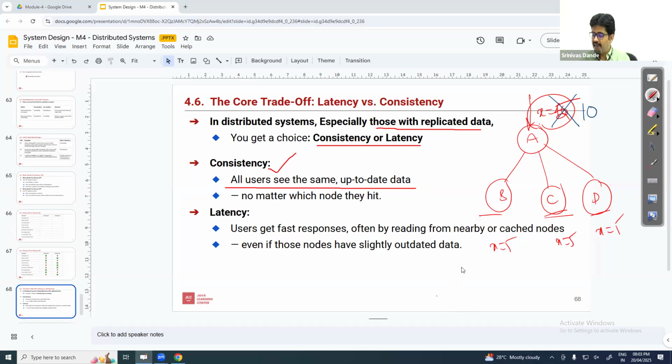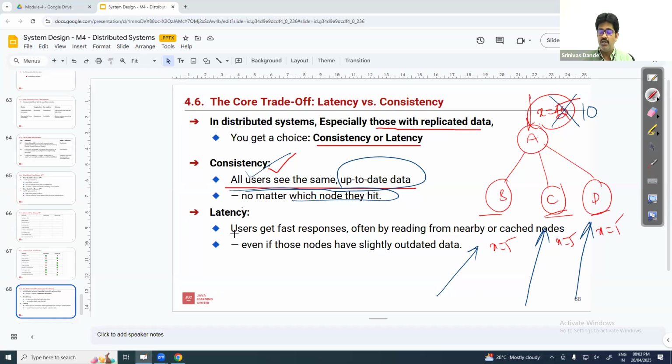So if anybody hits B, or anybody sends a read request to C, or to D, all have to respond with the updated x value, which is 10. If that is happening, you say this is consistency. All users see the same and updated data, no matter which node they hit, whether B or C or D, or you may have 20 nodes, whatever, they have to see the same and updated data. That is consistency.